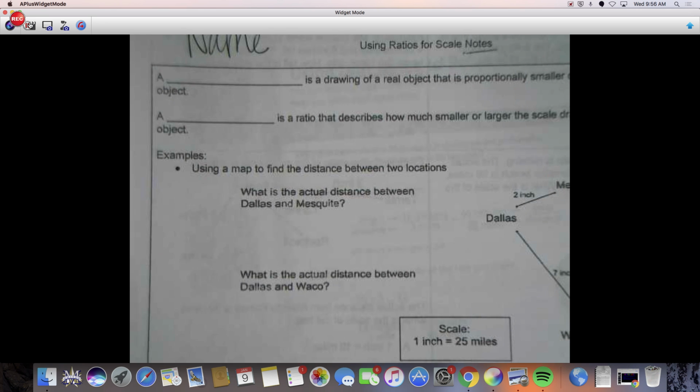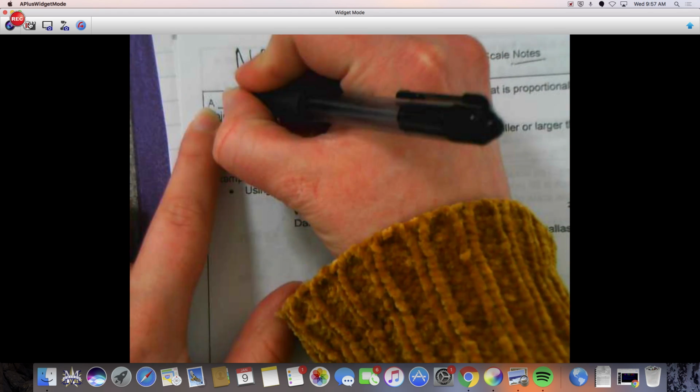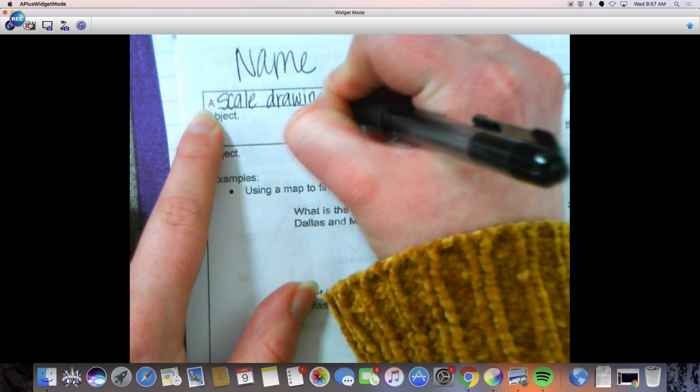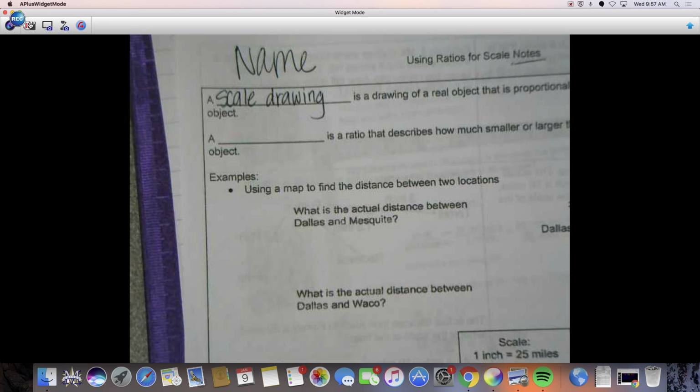A scale is basically the way that they shrunk the map down to fit on that piece of paper or the globe. And if you look at a map, I don't have one in here, but you would see where they actually give you the scale factor telling you how much each inch stands for in actual distance. So if you look at your paper, the first blank says a scale drawing is a drawing of a real object that is proportionally smaller or bigger than the real object. So an example of that would be a map. We obviously know that it doesn't take 1 inch to get to downtown Dallas. So they have a scale that tells us how much the real distance would be.